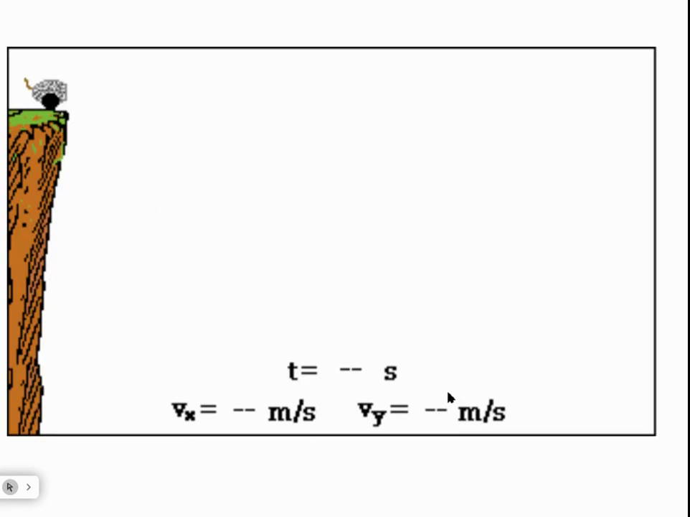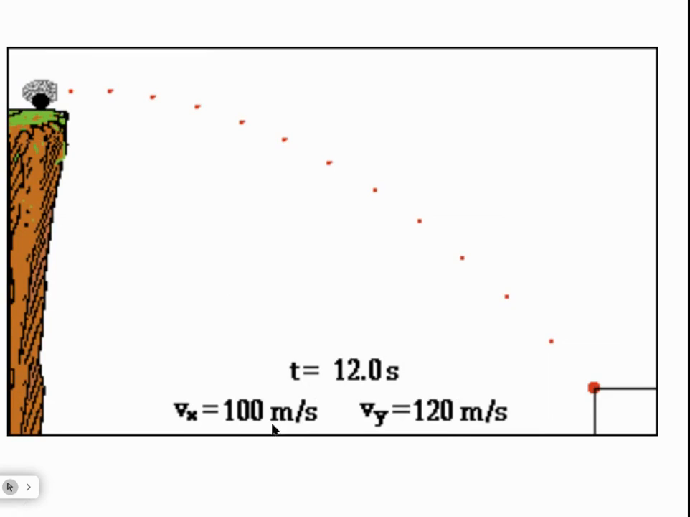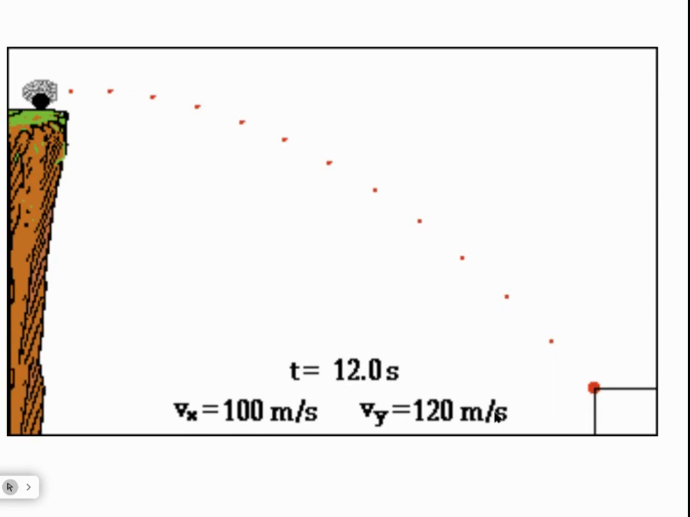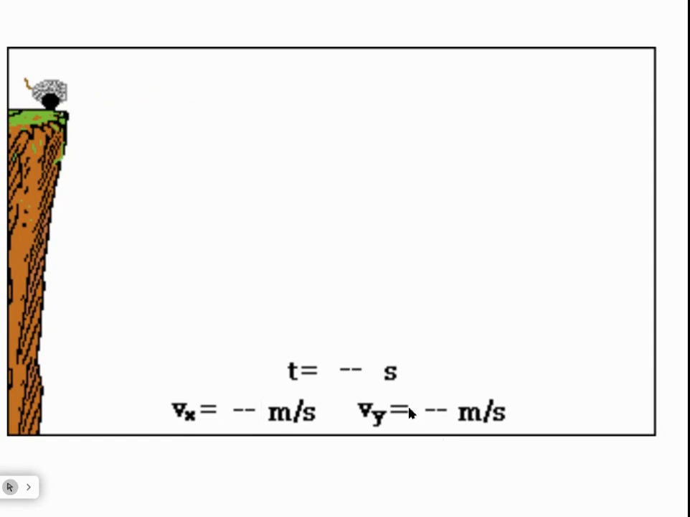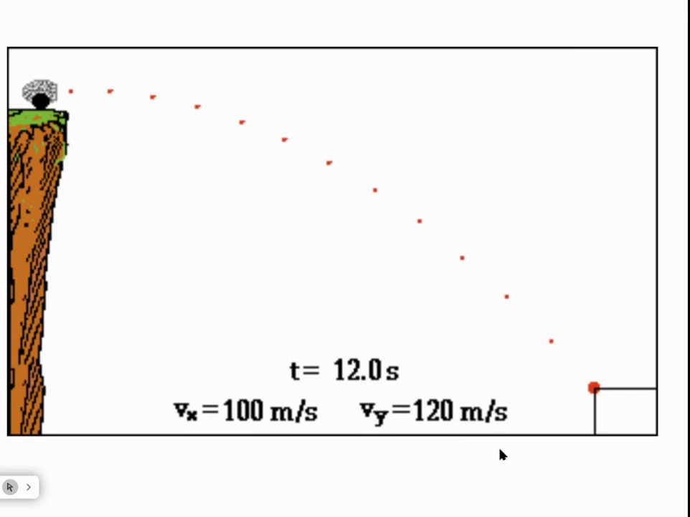So that means that we're going to have to deal with these things separately. So here's another animation. We have the x direction moving at a constant speed. The x direction's not changing, but your y direction is getting faster and faster as it falls because in the y direction it is speeding up.